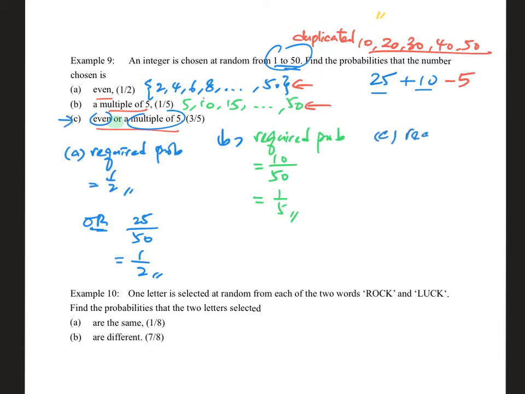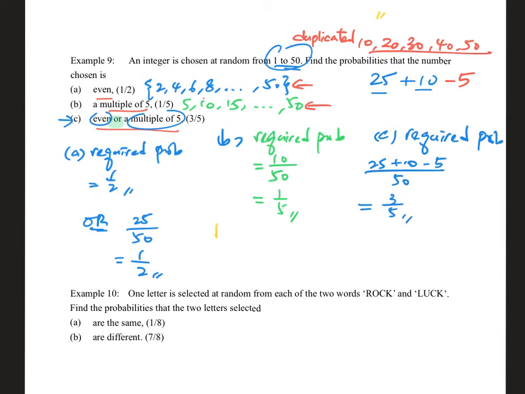So that's why part C requires you to do addition and subtraction carefully. You have 25, 10, 35 numbers from part A and part B, in which 5 of them are double counted out of 50 numbers in total. And this is the situation of even and a multiple of 5. So as a result, the outcome after cancellation is 3 over 5.